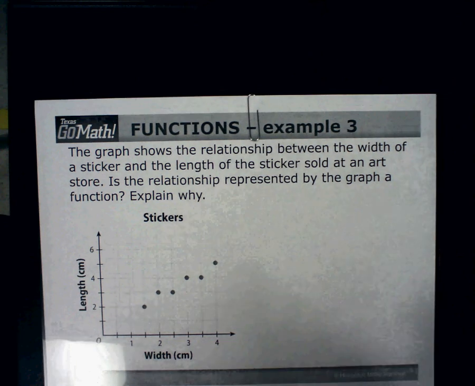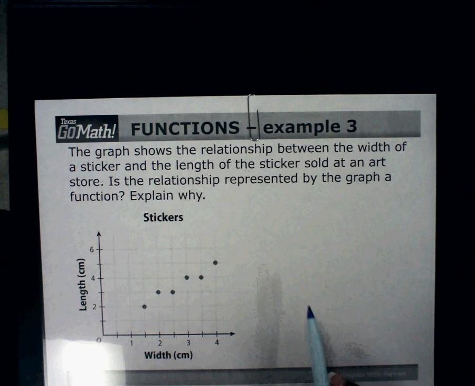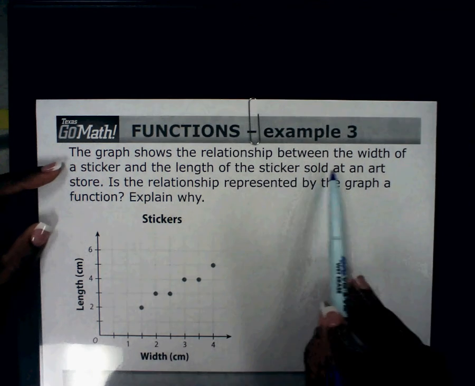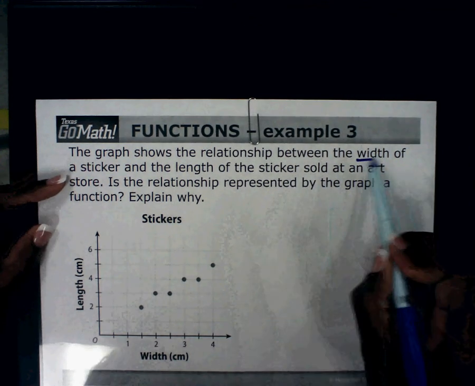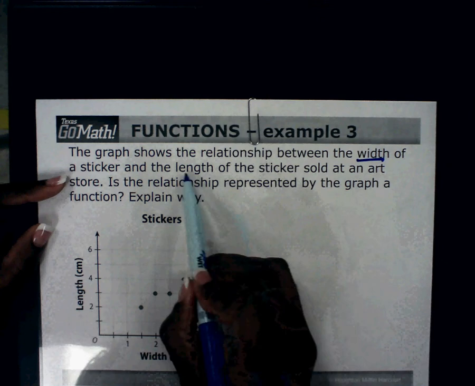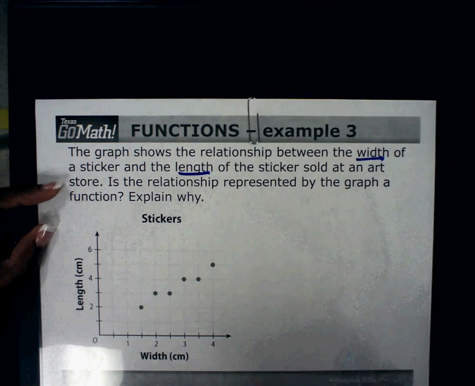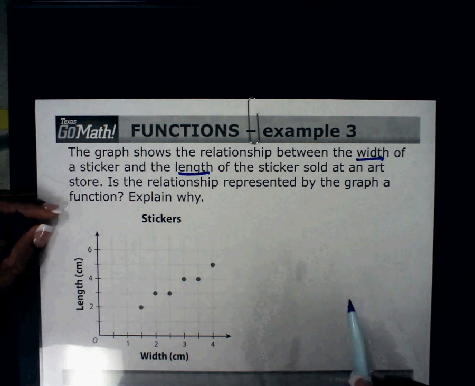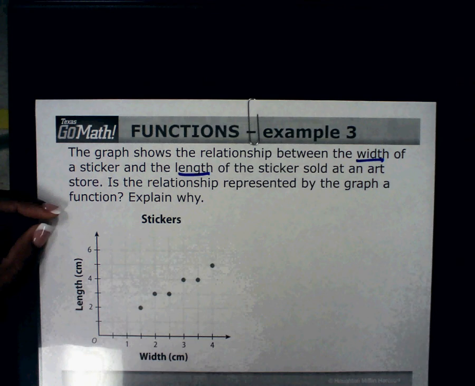Okay, so for our last example of determining functions, we actually have a real world example. So let's see what it is. It says the graph shows the relationship between the width of a sticker and the length of a sticker sold at an art store. And it asks, is the relationship represented by the graph a function? And then it says, explain why.